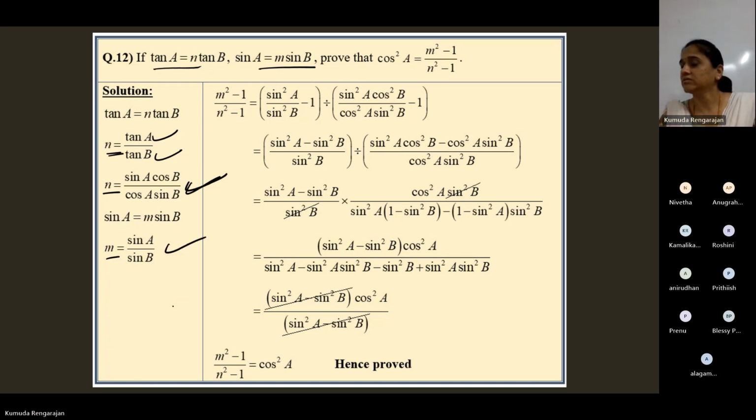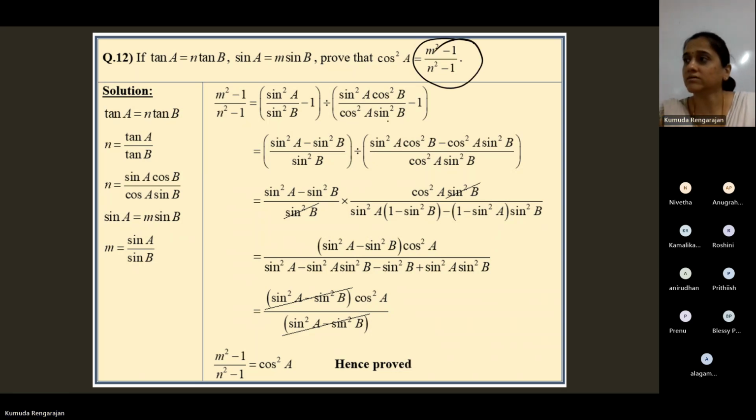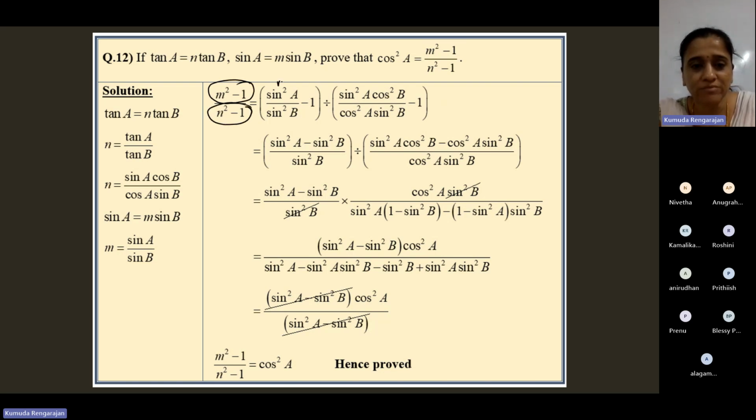Okay. Now substitute. Take up this one. What is m? This. So m square will be sine square A by sine square B. Minus, okay, let me tell you something else. See, this is the numerator, this is the denominator. So you see the numerator here, m square minus 1 here, divided by, you see n square minus 1 here. For me, it's easier to explain like this than writing that division like this and then writing it down.